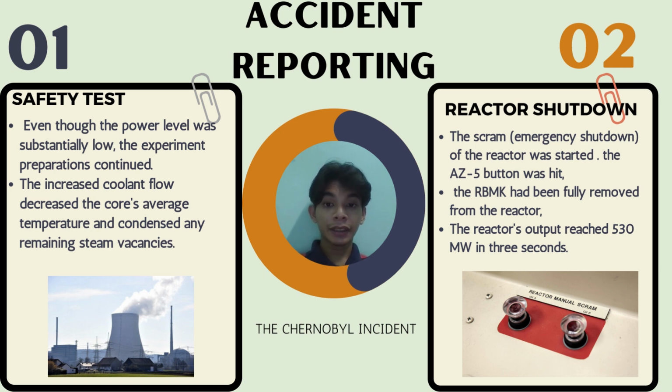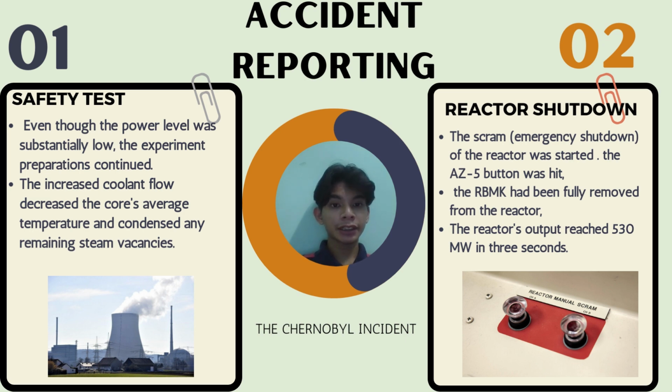Even though they had a lower power for the nuclear reactor, they continued the experiments, which in that case, the core's average temperature was condensed because it was decreased due to the coolant flow increasing. This can cause damage, such as explosion and nuclear fallout, which affects the people around Ukraine, or Pripyat specifically.